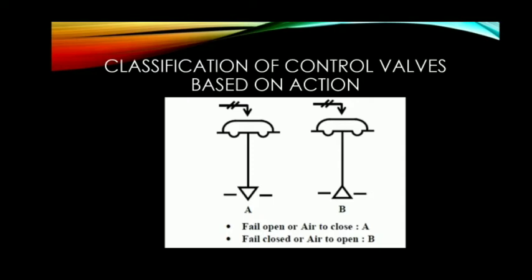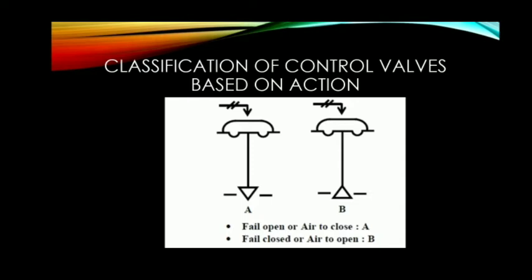Air to open: if the air supply fails, the control valve will be fully closed. Air to close: if the air supply fails, the control valve will be fully open. Control valves operated through pneumatic actuators can be either air to open or air to close. They are designed such that if the air supply fails, the control valve will be either fully open or fully closed, depending upon the safety requirement of the process.